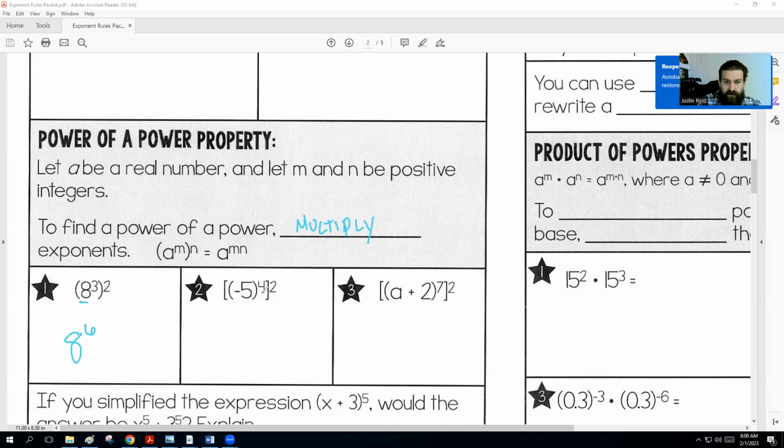Okay, -5 to the 4th power to the 2nd. We're going to leave the base -5. We can put it in parentheses, it's probably a good habit. We'll just multiply the 4 times 2. We'll say this is to the 8. And even if we have an expression, a plus 2 to the 7th power, and then we're going to square it, we leave the base alone, so we don't change the base at all. All we're going to do is multiply the exponents, 7 times 2, that'd be to the 14th power. And trust me, you do not want to write that out because that's going to be super long. It's not a to the 4th, it's a plus 2 to the 14th.